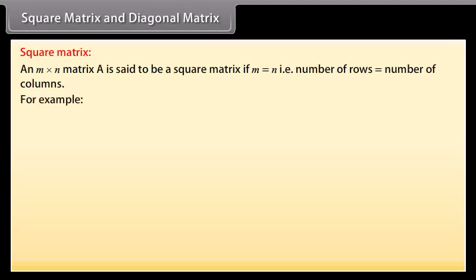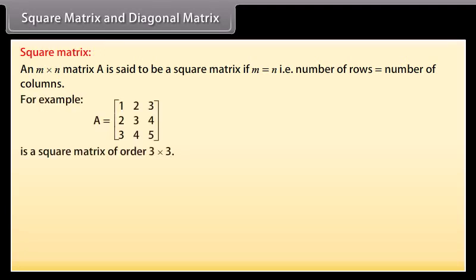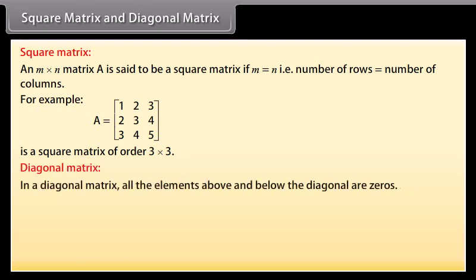For example, A is a square matrix of order 3 by 3. Diagonal matrix. In a diagonal matrix, all the elements above and below the diagonal are zeros. For example, B is a diagonal matrix.